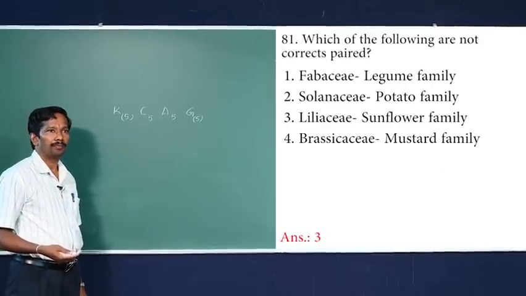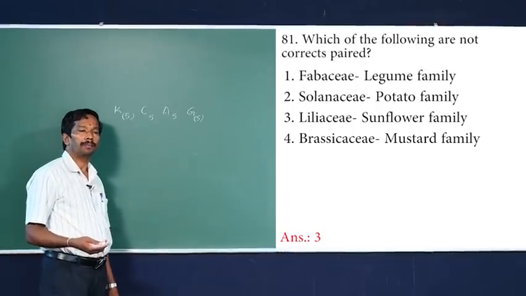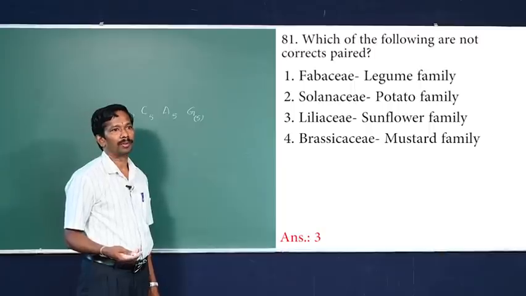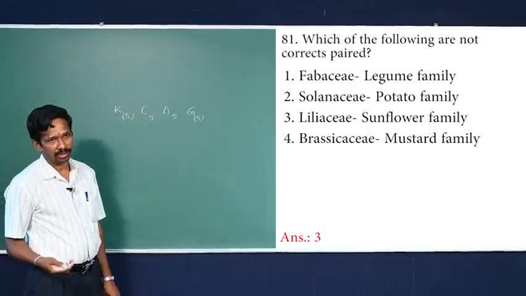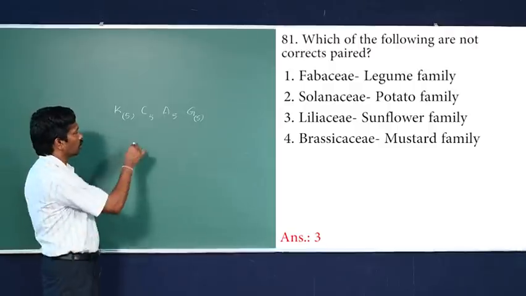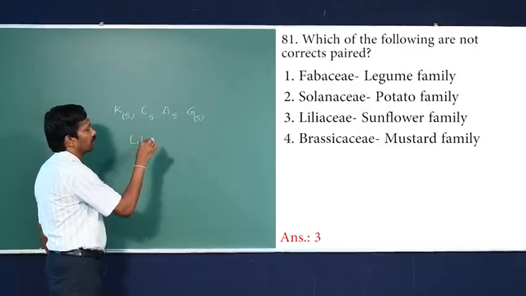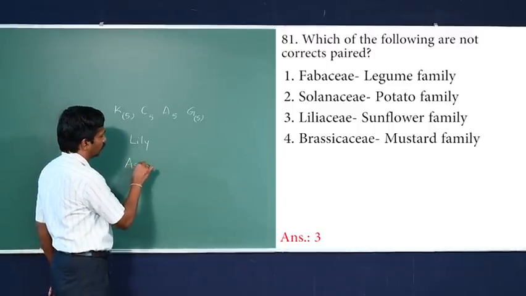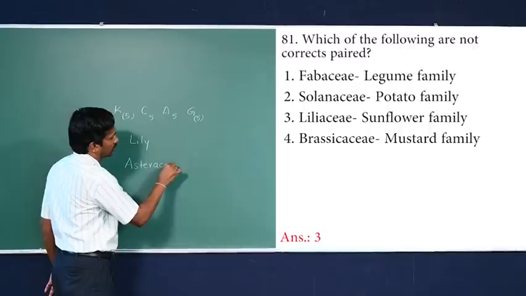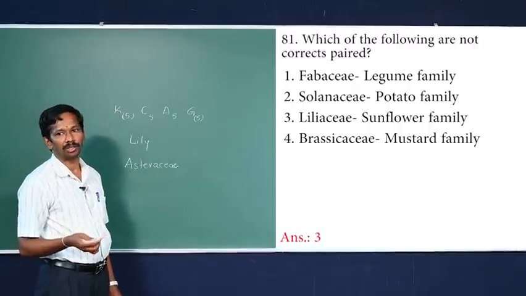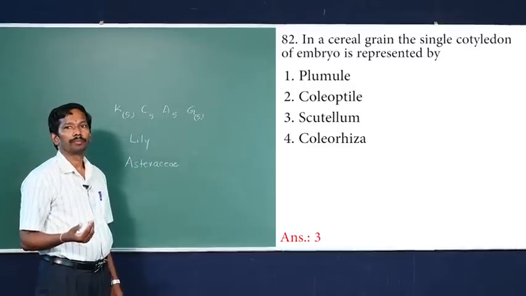Question number 81. Which of the following is not correctly paired? Fabaceae legume family, yes it is correct. Solanaceae potato family, yes it is correct. Liliaceae sunflower family, it is wrong, because Liliaceae is called the lily family, whereas the sunflower family is called Asteraceae. So therefore the answer is 3 for question number 81. Brassicaceae mustard family, that's also correctly represented.